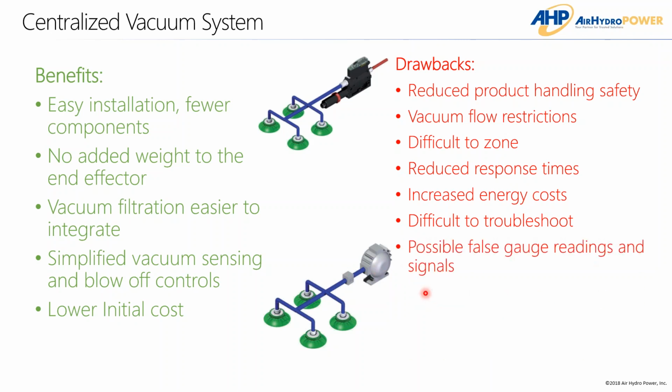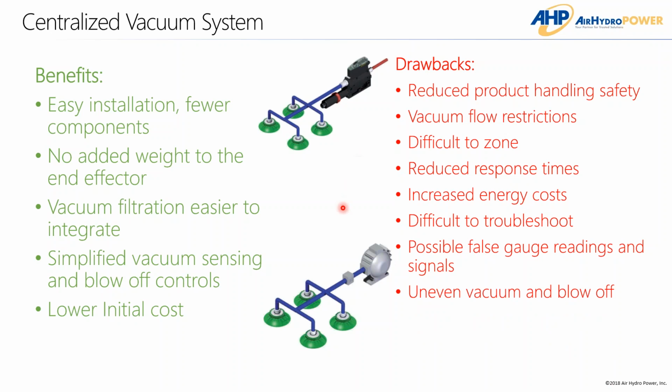Possible false gauge readings and signals. So, depending on where the gauge is in this system, if you have the gauge on the cups or at the pump, because they're all drawing from that same volume, from the same plumbing, then you're going to have different levels of vacuum depending on how quick the process is. That vacuum difference is going to be seen across those cups all the way back to the pump. And so there's that chance of having faulty gauge readings or false signals on achieving the appropriate vacuum.